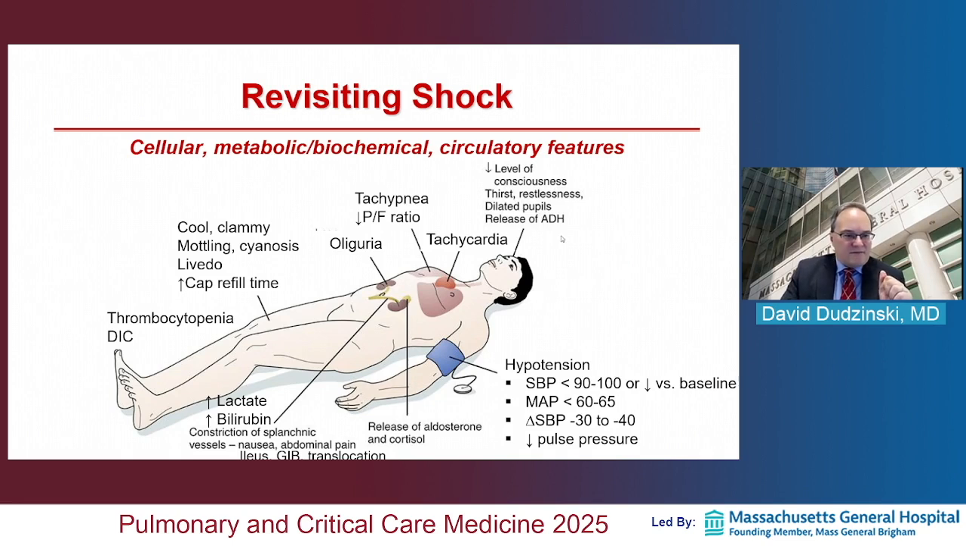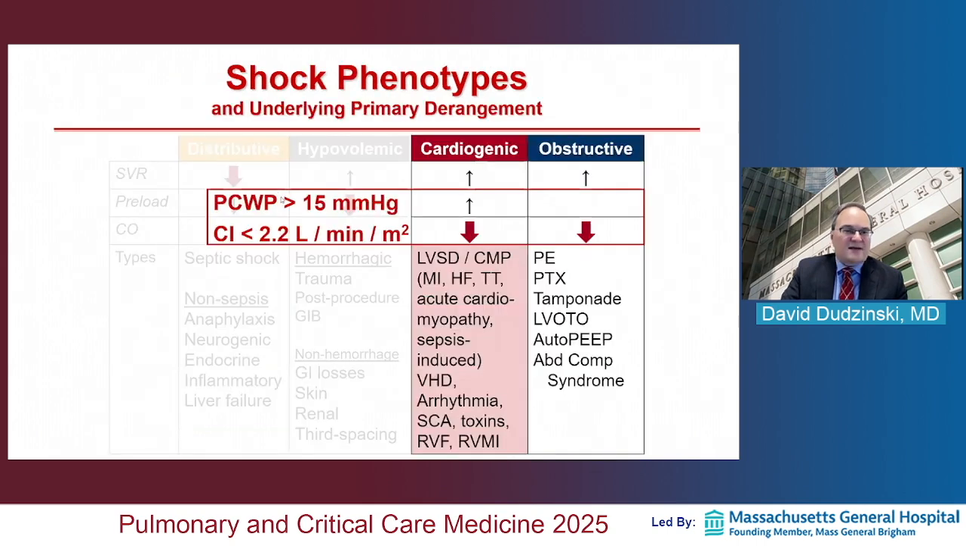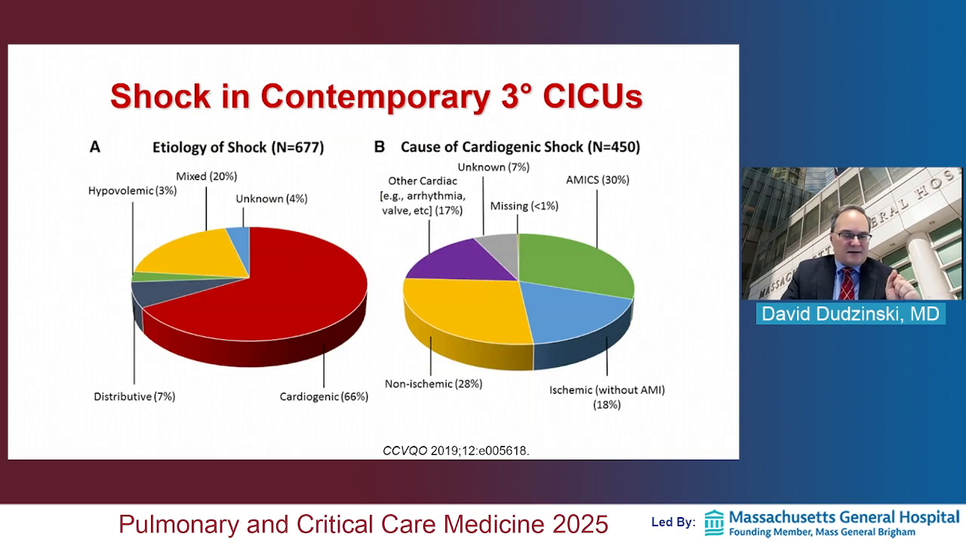And so the phenotypes of shock with which this audience is very well acquainted include distributive and hypovolemic, where there are insults to SVR or insults to preload or volume status. What I want to focus on for today is the cardiogenic phenotype. Again, Dr. Rubin talked a little bit about this. The primary derangement here is that our cardiac output is insufficient. And so let's think about that in a contemporary lens.